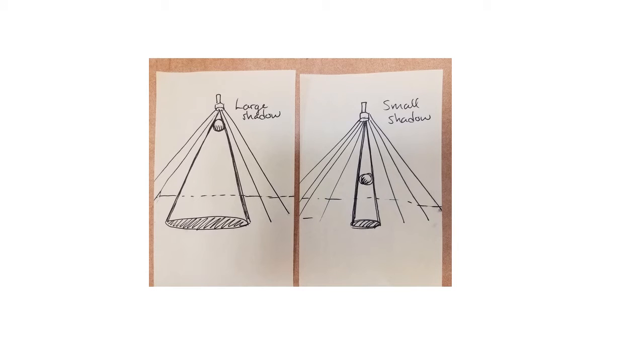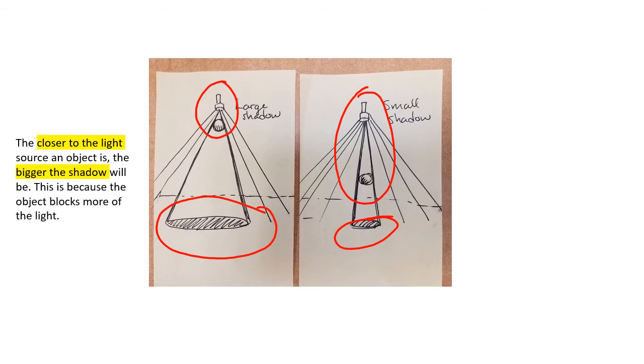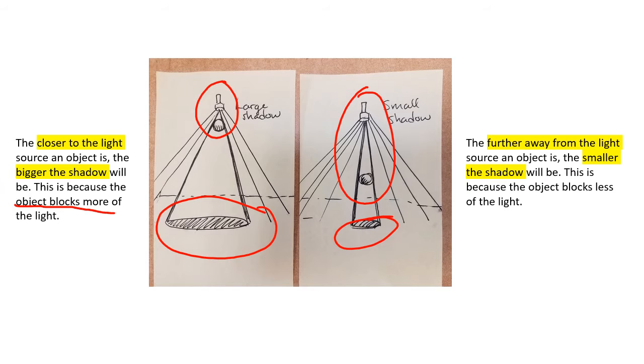So now, look at this picture. When the object is close to the torchlight, the shadow is large. When the object is away from the torchlight, the shadow is small. This is because the object blocks more light. The object blocks more of the light. And here, the object blocks less light when it is away from the light source.